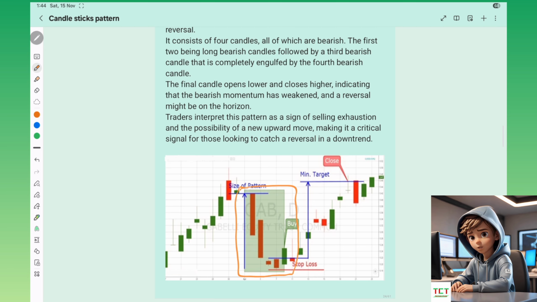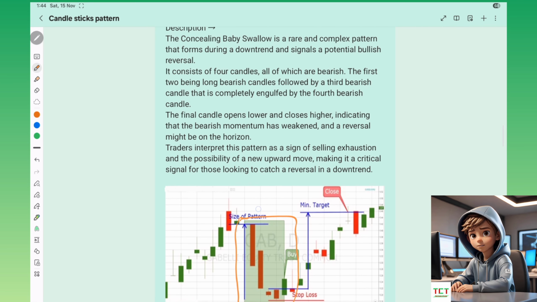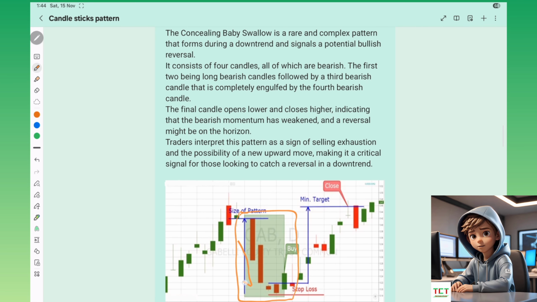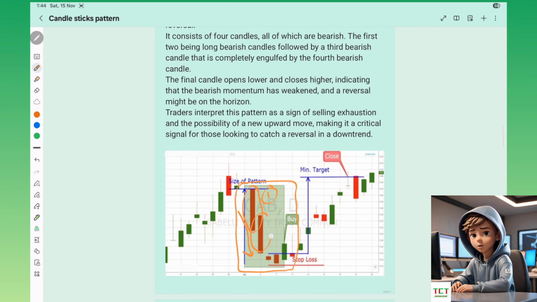Yes, four candles, and all of them are bearish, which makes it interesting. Let me walk you through it step by step. The market is in a downtrend. First, you see a long bearish red candlestick. Strong selling, nothing unusual. Then comes the second candle, also a long bearish red candlestick. The downtrend continues. Sellers are still in control.